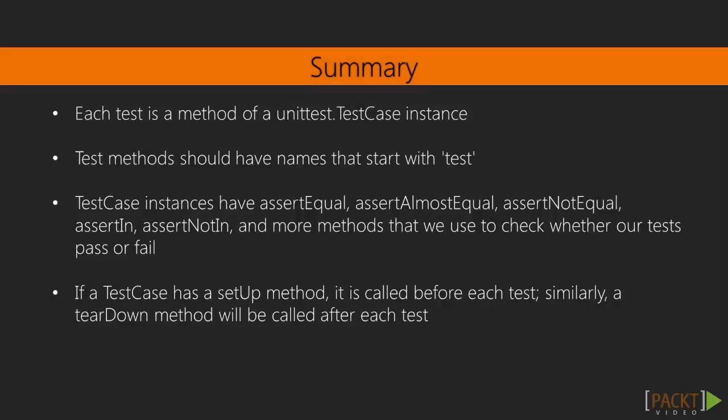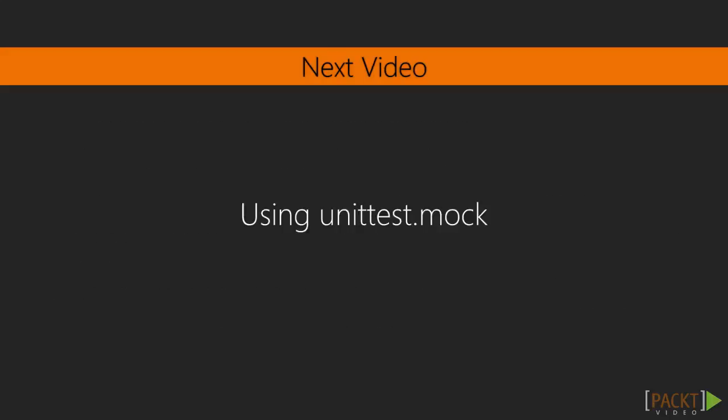Each test is a method of a unittest.TestCase subclass. Test methods should have names that start with the word test. TestCase instances have assertEqual, assertAlmostEqual, assertNotEqual, assertIn, assertNotIn, and many more methods that we can use to check whether our tests pass or fail. If a test case has a setUp method, it is called before each test. Similarly, a tearDown method will be called after each test. There are even easier ways to run the tests, but we'll look at that after we examine mock objects, which is the topic of the next video.